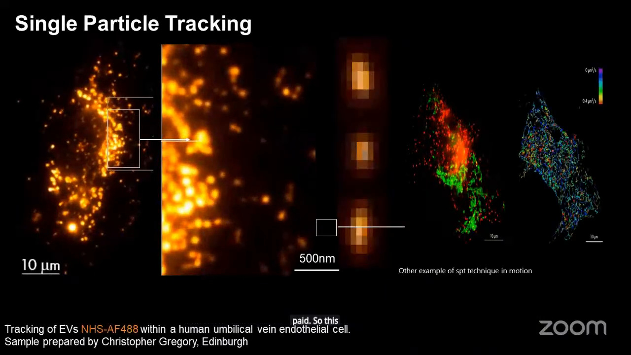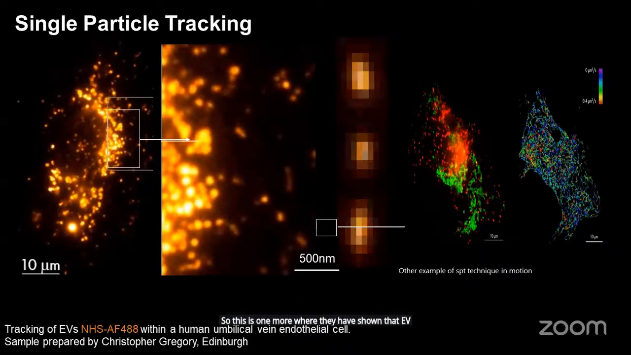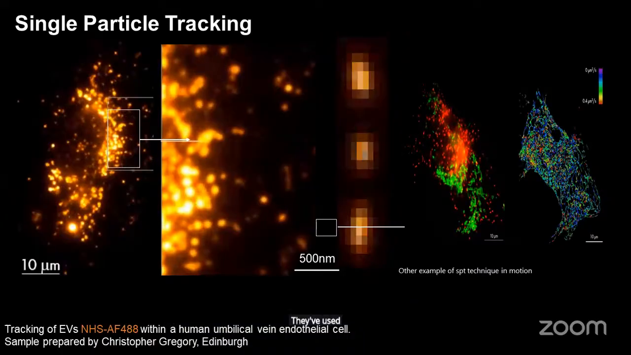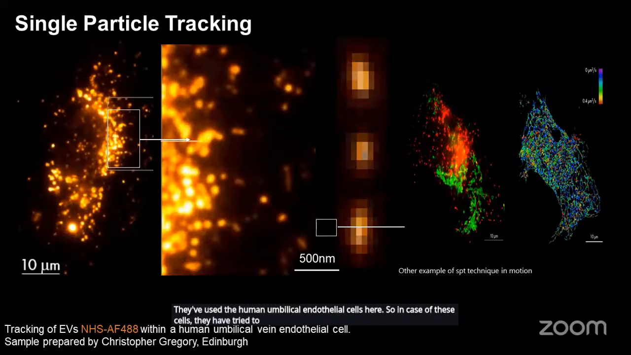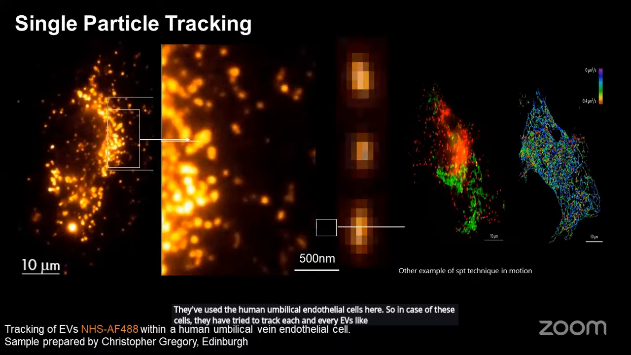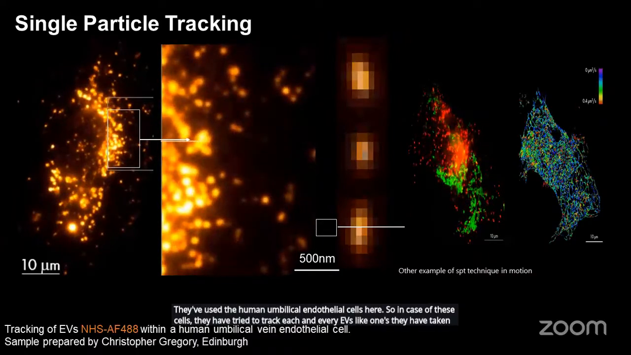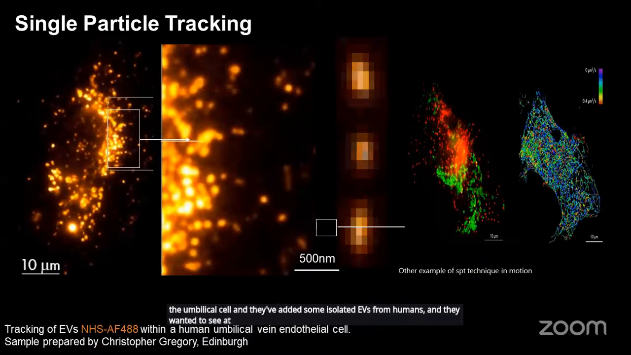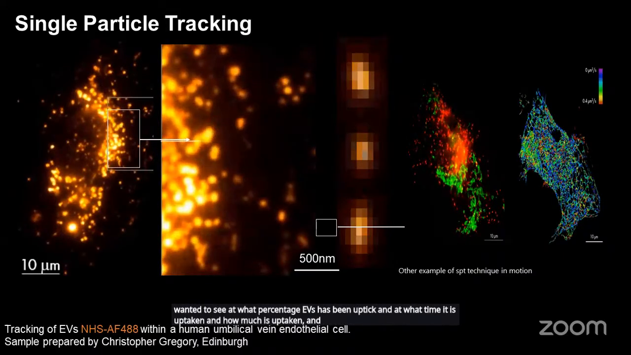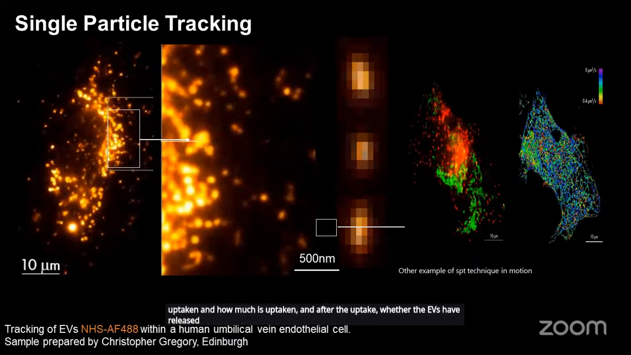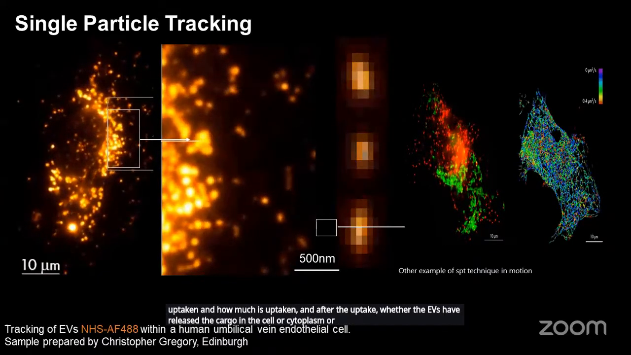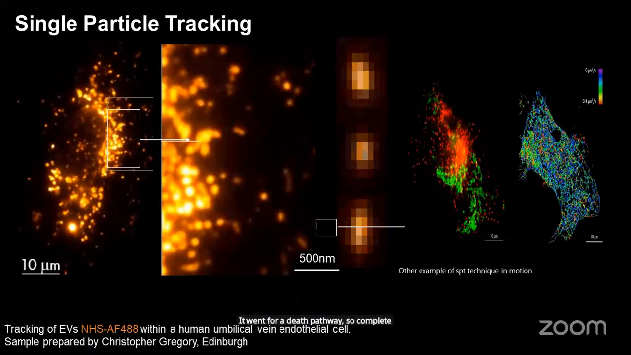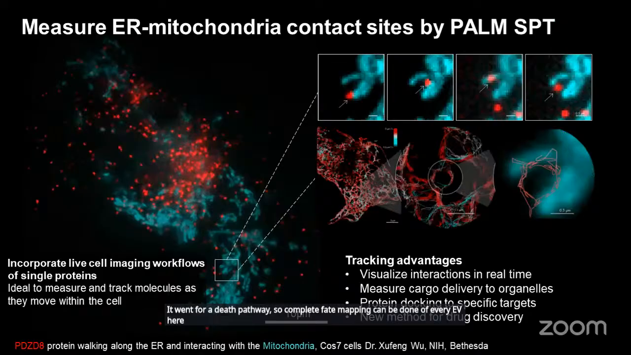This is one more where they have shown an EV uptake study they wanted to do. They used human umbilical endothelial cells here. In the case of these cells, they tracked each and every EV: they took the umbilical cells and added some isolated EVs from humans, and they wanted to see at what percentage EVs have been taken up, at what time, and how much, and after the uptake, whether the EVs released the cargo in the cell or cytoplasm, or it went for a death pathway. So complete fate mapping can be done of every EV here. That's what we have shown here.